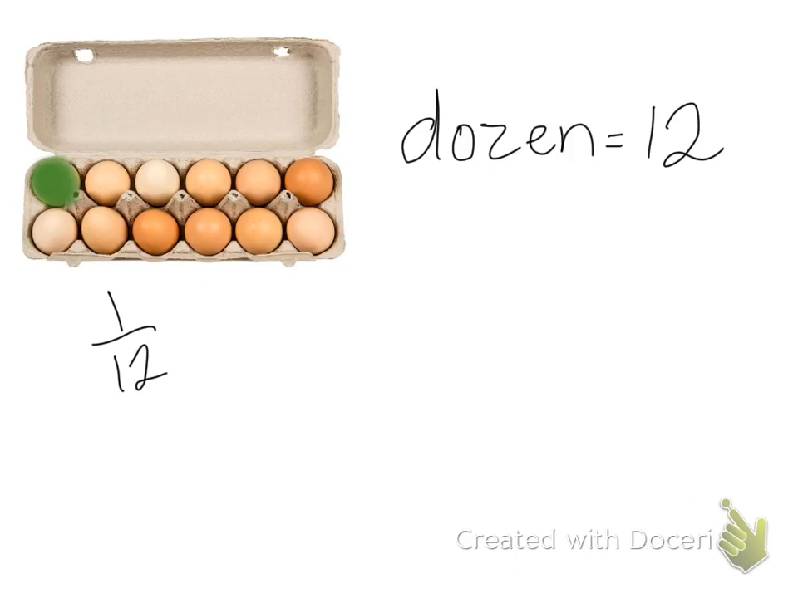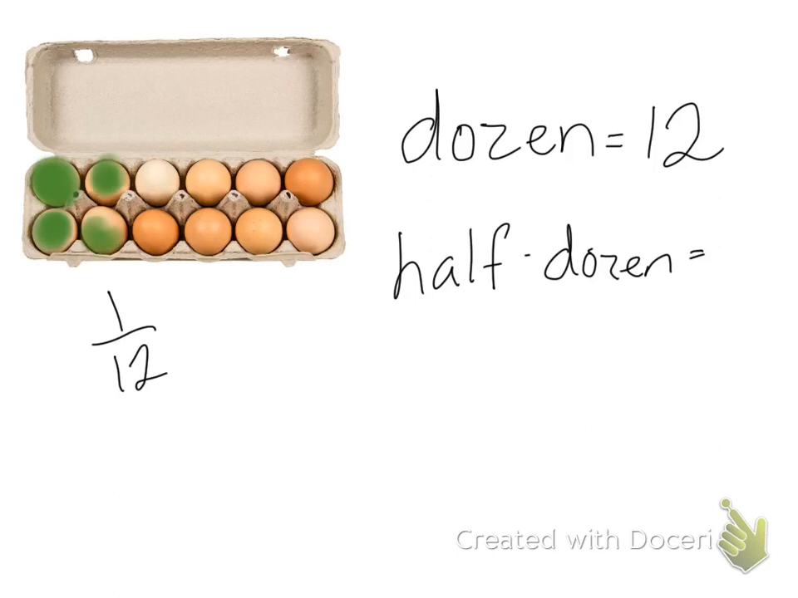Okay. So now let's say I have half a dozen eggs. Okay. So a half a dozen is going to be half of the eggs in this container. So if we look, that's going to be 1, 2, 3, 4, 5, 6. 6 eggs makes half of a container. So a half a dozen just means that we have 6. So we know that because 6/12 is the same as 1/2. Okay, or half a dozen.